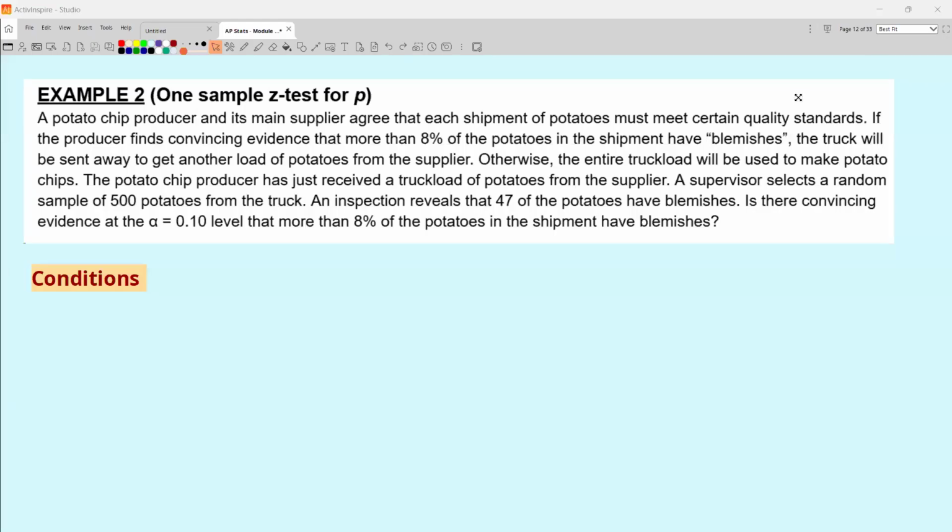Next, you must check your conditions. Our conditions are the same as any other test or interval we've done. We have to do our random, our 10%, and our large counts. So we'll write that out. And let's find in the problem where all three of those are met. So in this case here, was there a random sample? A supervisor selects a random sample of 500 potatoes. So we'll say random sample of 500.